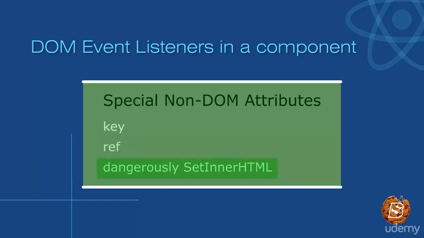dangerouslySetInnerHTML is the one which we will be covering later in this module, and this basically provides the ability to insert raw HTML, and it's mainly for cooperating with DOM string manipulation libraries. So that was all about special non-DOM attributes and DOM event listeners in React.js.